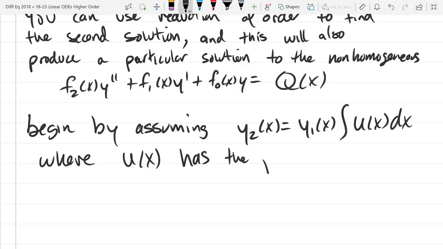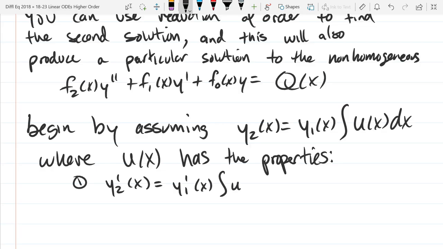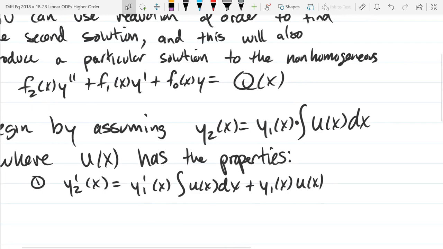Where u of x has the properties. So first, y2 prime of x is going to be y1 prime of x times the integral of u of x dx, plus y1 of x times u of x. This was just the derivative using the product rule on y2. The derivative of y1 is y1 prime times the original integral, plus the derivative of the integral is just u of x. You just cancel the integral. That's y2 prime.